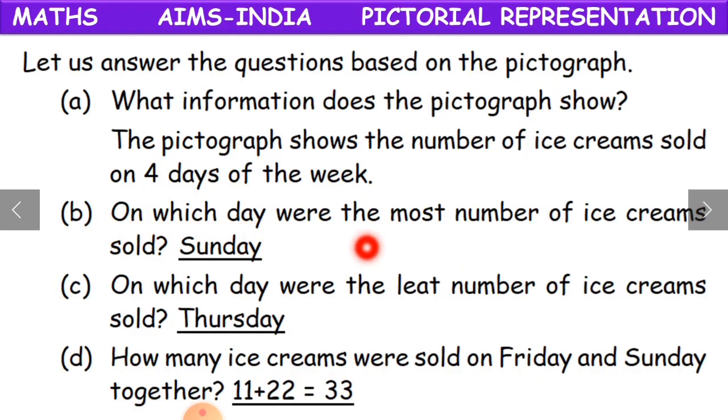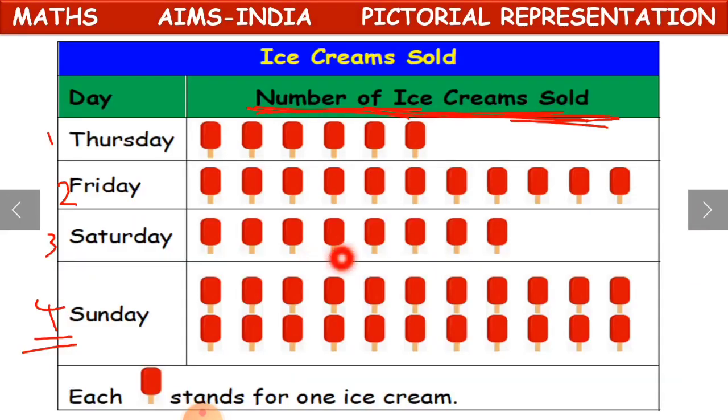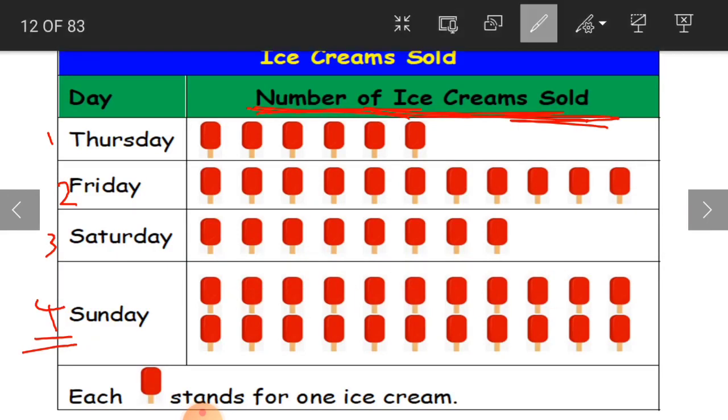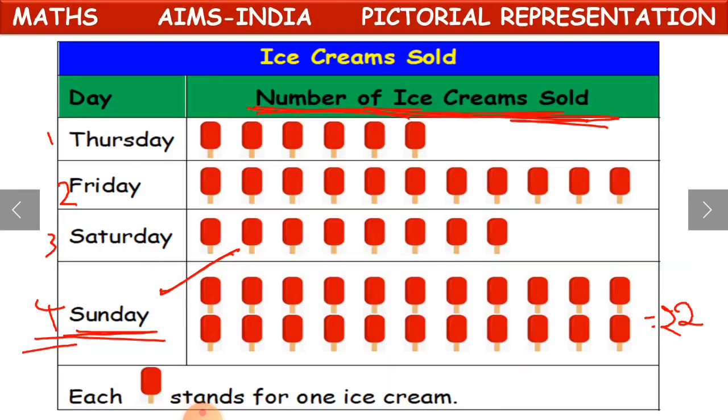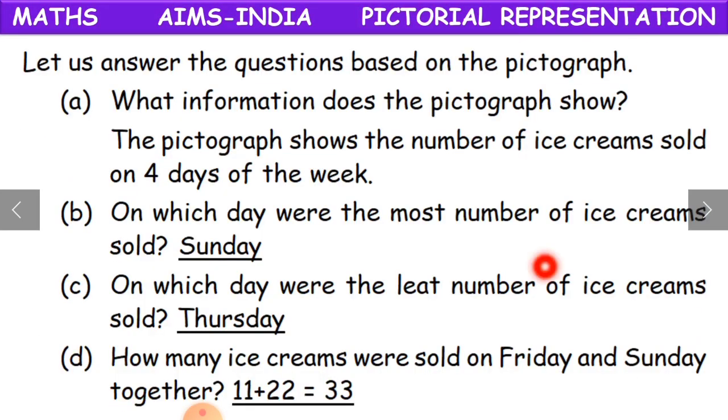Next, on which day were the most number of ice creams sold? By looking itself, on which day were the most number of ice creams sold, children? Yes, on Sunday. On Sunday, the most number of ice creams were sold. And what is the count? 22 ice creams were sold. See here, 22 ice creams were sold on Sunday. So Sunday becomes the day on which most number of ice creams were sold.